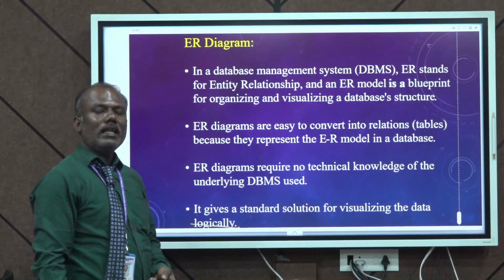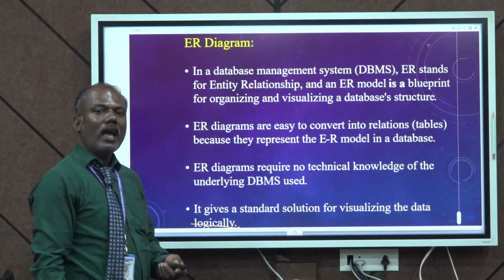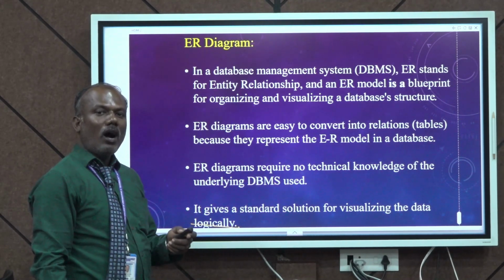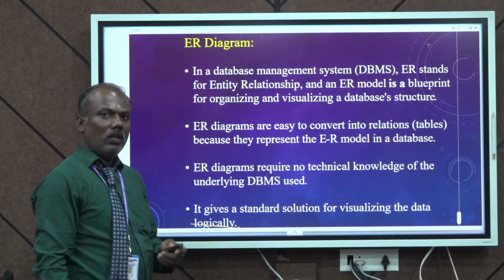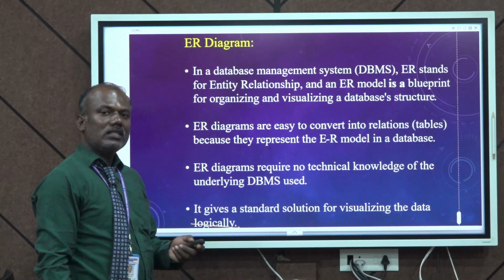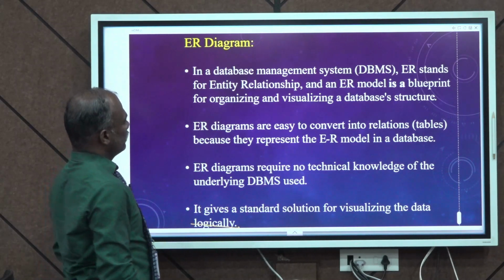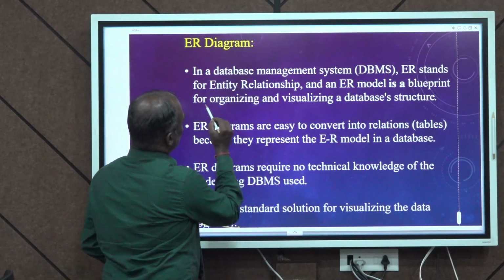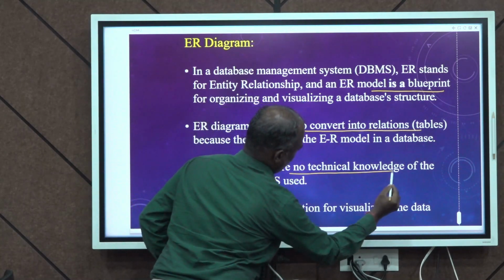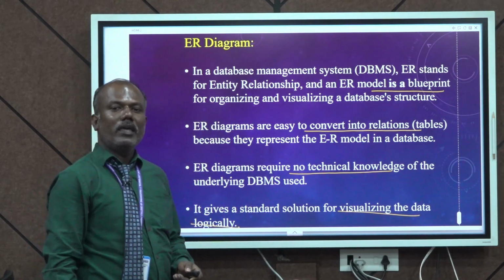ER diagram is the entity relationship diagram. It is called as ER model. ER model is the blueprint for organizing and visualizing the database structure. In this ER diagram, after that we convert it into the table. When you create the ER diagram, no technical knowledge is needed. The ER diagram is for visualizing the data in a logical manner. That is represented here. So this is the representation of ER diagram.